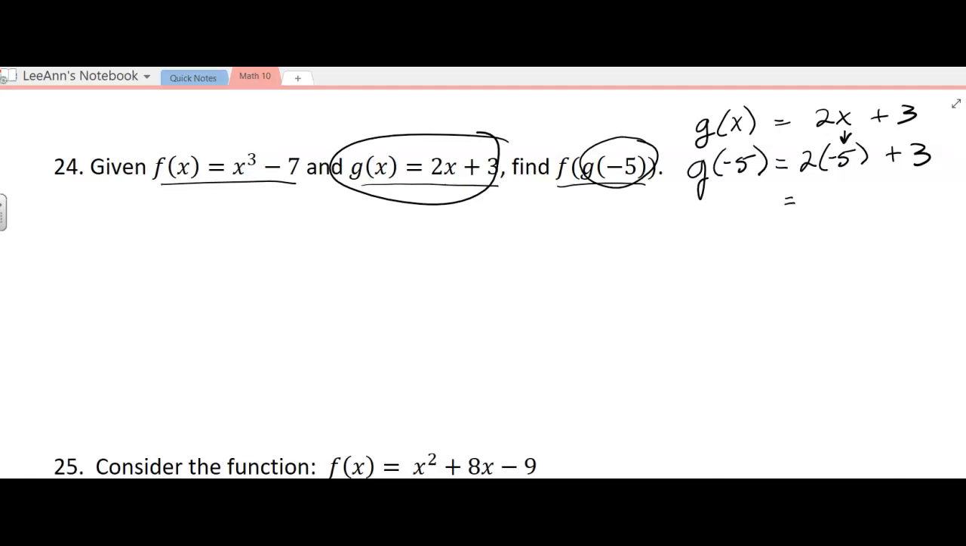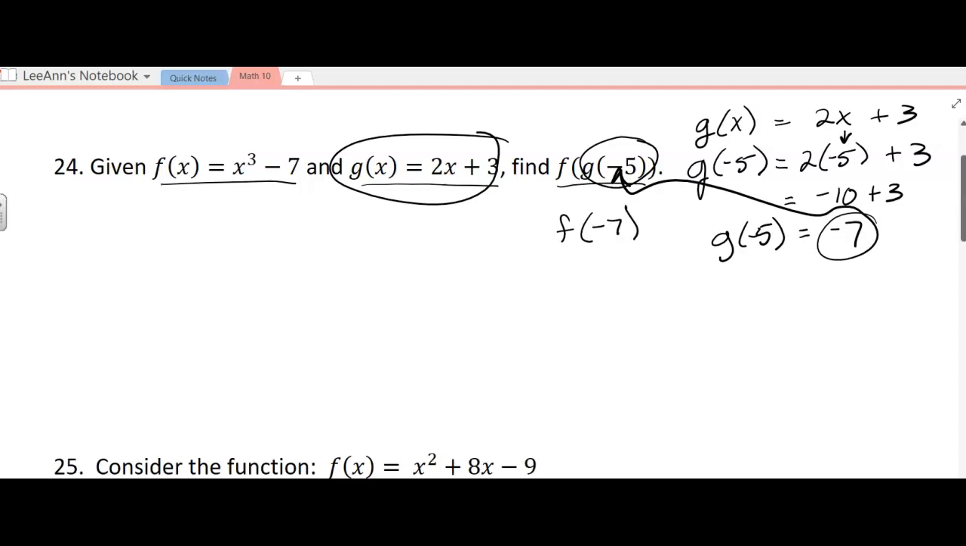Okay, great. We figure that out. Negative 10 plus 3, which is negative 7. Okay, so that's g of negative 5. So now what do we want to find? We want to find f of negative 7 then, because g of negative 5 is negative 7.